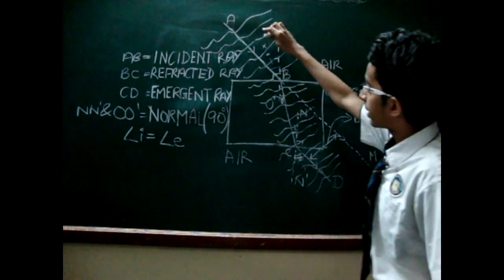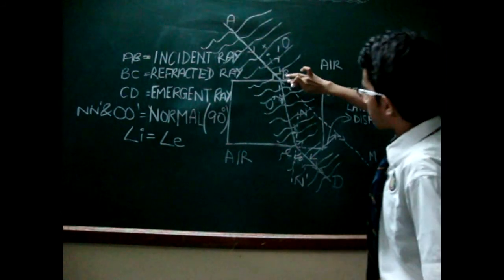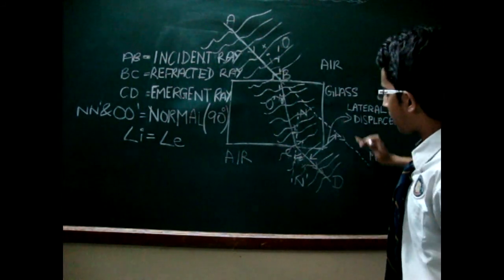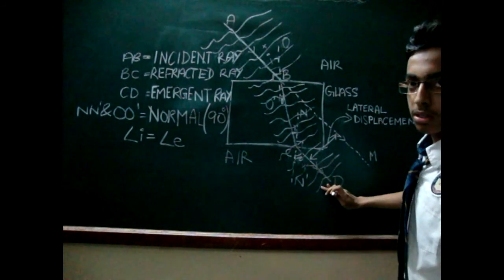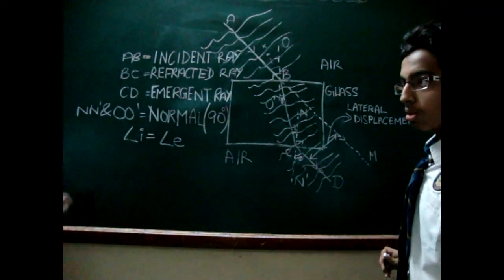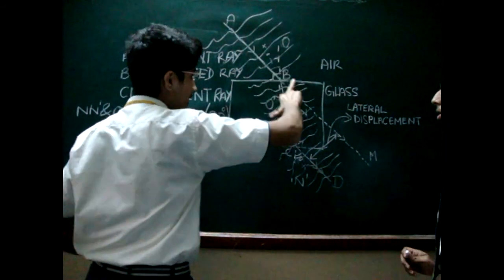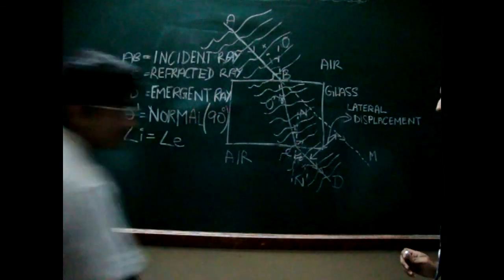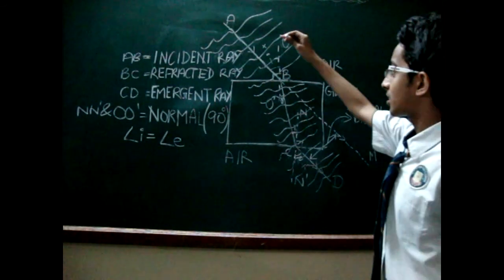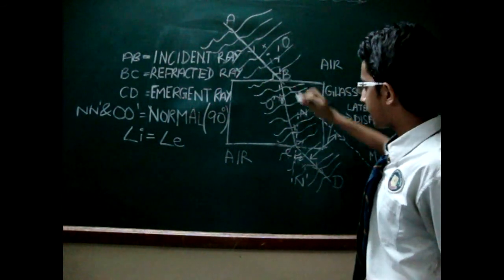So we also find that this ray AB, when extended forward, is parallel to this CD. It's coming here, bending here, coming here, and again bending. So it bends twice, once at B and another time at C.